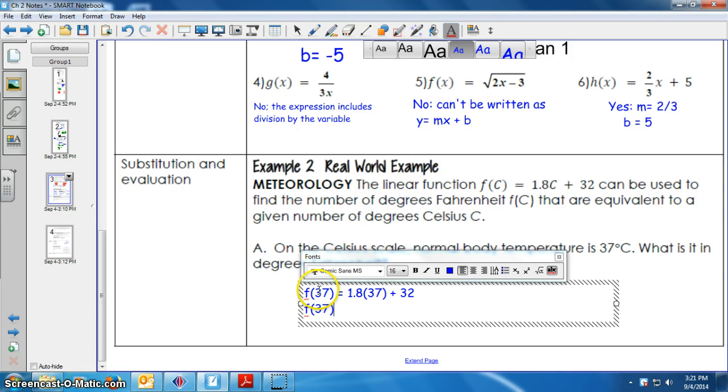So what is F of 37? Well, we take the multiplication first, and then we add the 32. So 98.6 degrees Fahrenheit.